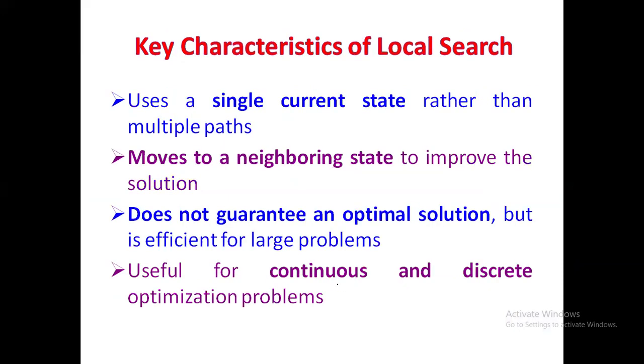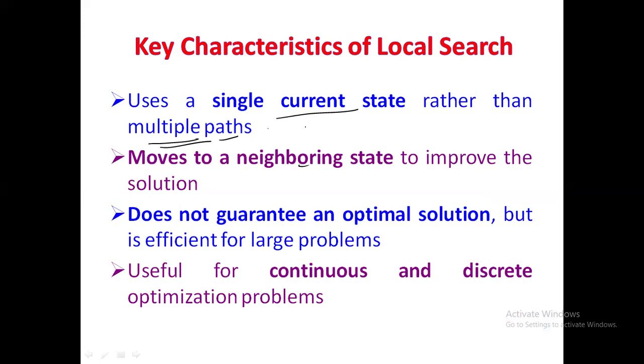Next, what are the key characteristics of local search algorithms? First, it uses a single current state rather than multiple paths. Local search algorithms focus on a single current state instead of maintaining multiple paths or exploring an entire search tree. This approach makes them memory efficient. Instead of going for multiple paths, it uses only one state, that is the current state.